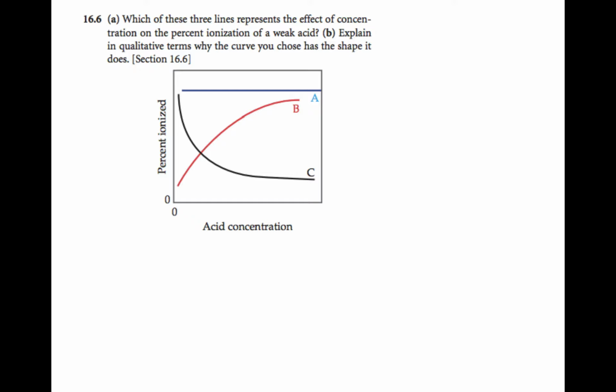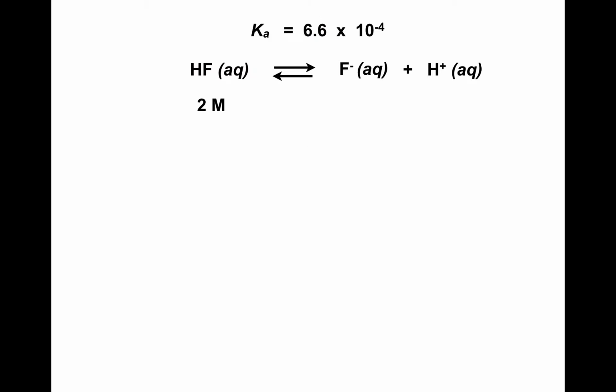Which of these three lines represents the effect of concentration on percent ionization of a weak acid? All right. Percent ionization is a measure of how much a weak acid ionizes. So that would be C. You know, how much of this weak acid is disappearing compared to its conjugate base when I hit equilibrium.